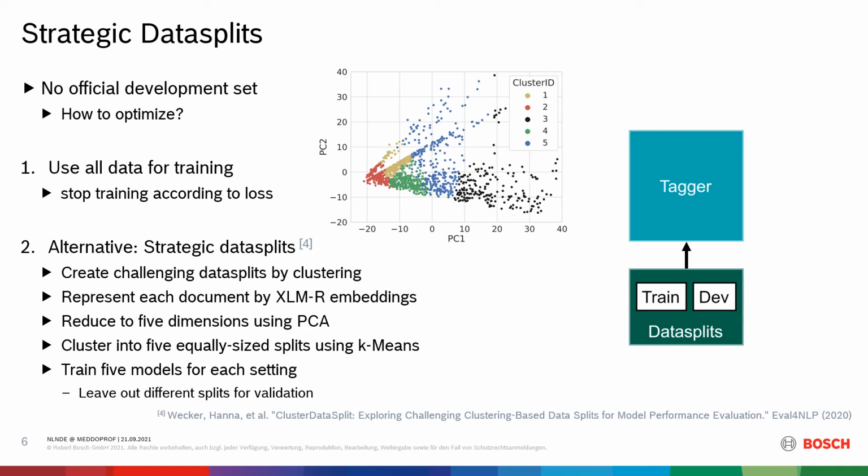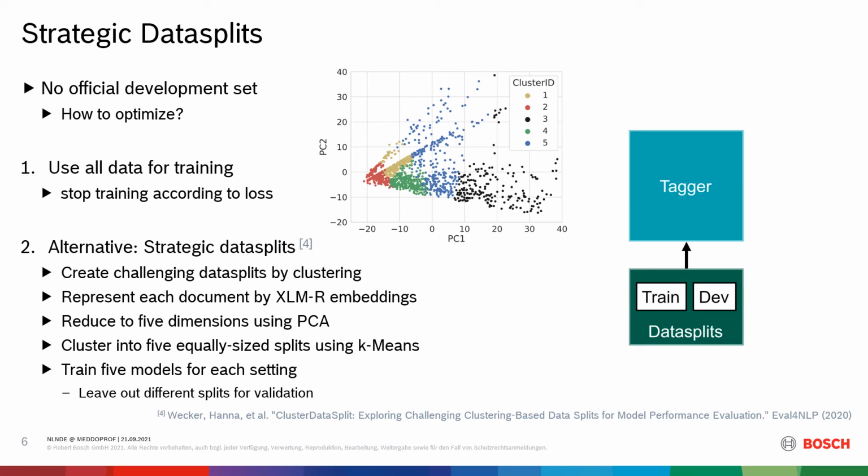To create the splits, we represent each document by an embedding vector that is retrieved from the XLM-R model, and we do this by averaging over all the token vectors. Then we apply PCA to reduce the dimensionality, and based on these we cluster the corpus using k-means.